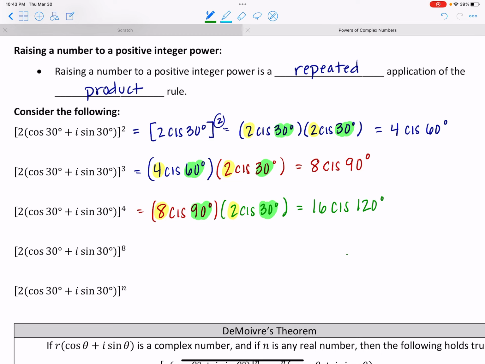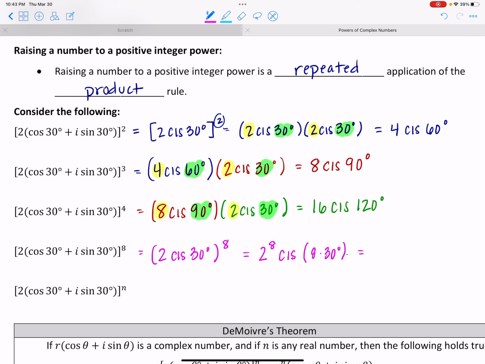This is 2 cis 30. If I'm going to raise that to the 8th power, what I'm actually going to raise to the 8th power is going to be the radius length. So the 2 is going to be raised to the 8th power. And that would be cis of, here we're going to be multiplying, because we're going to be adding 30 to itself 8 times. So 8 times 30 is going to be our angle, 8 times 30 degrees.